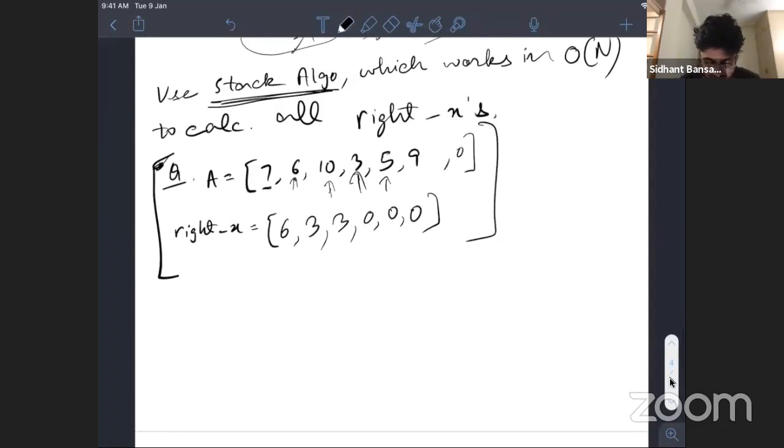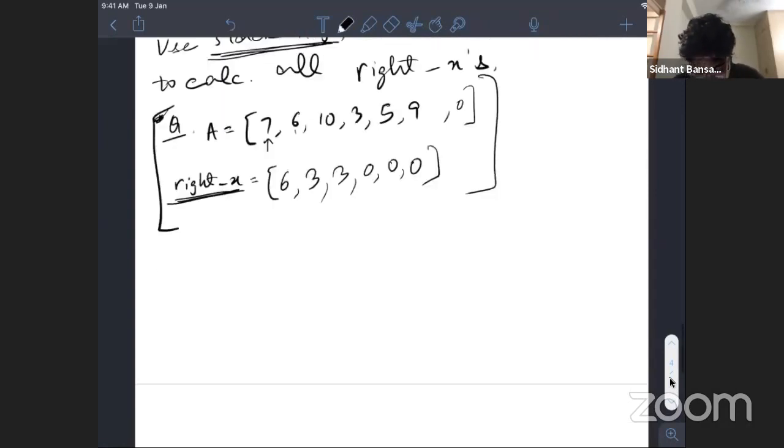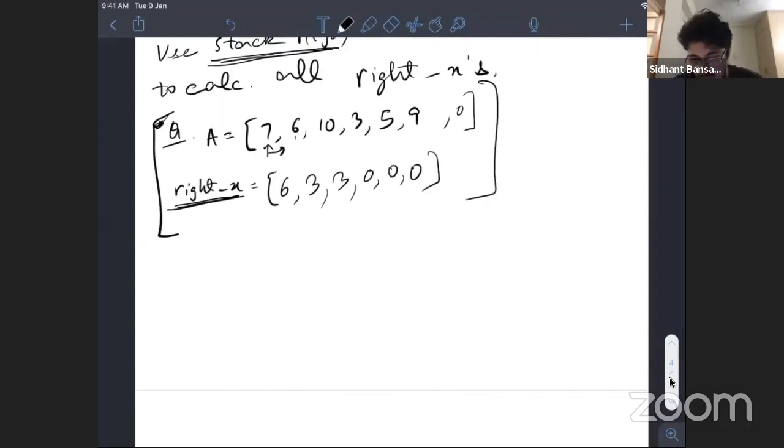But the question is: given an array, 7, 6, 10, 3, 5, 9, 0. Let's say this is the array. You want to find the right X array, and this array is defined as follows. For 7, try to find the first guy to the right of 7 who's smaller than him. That's 6. So that's why this value is 6.